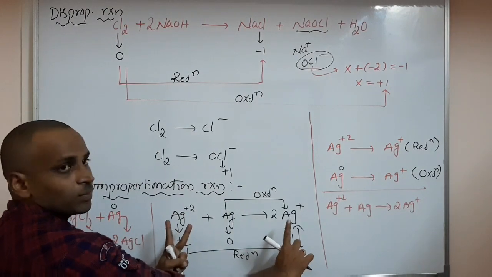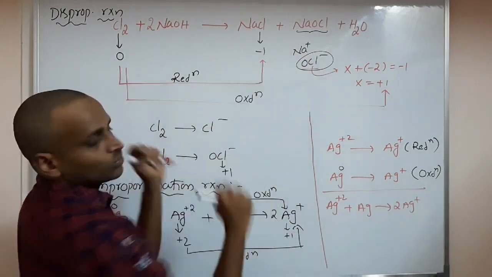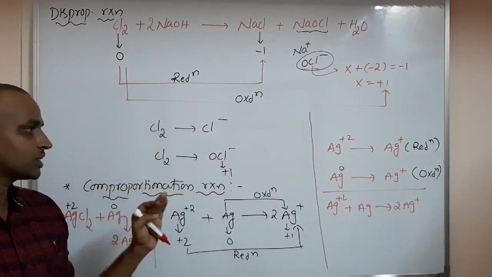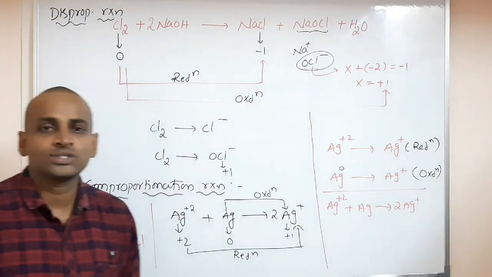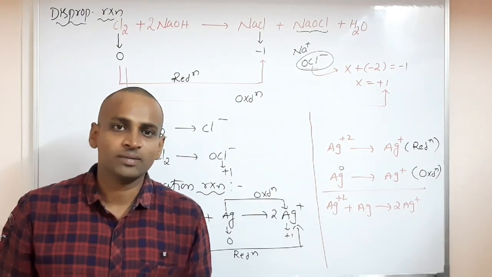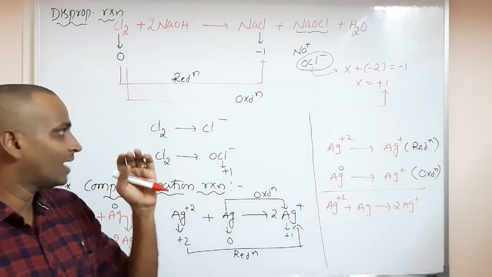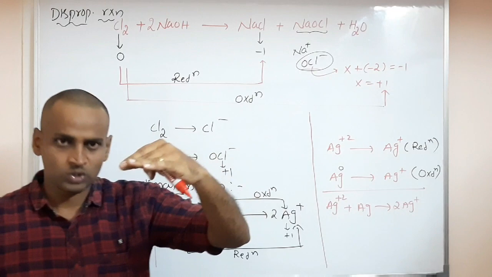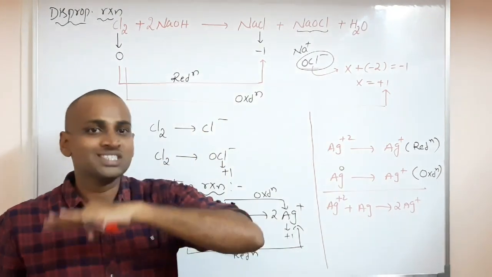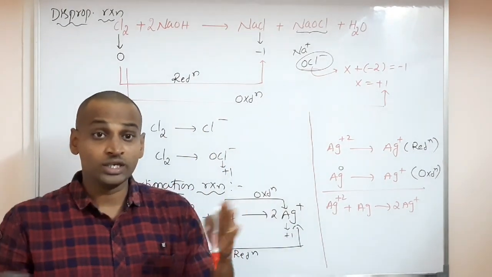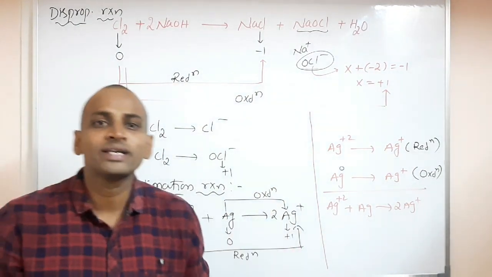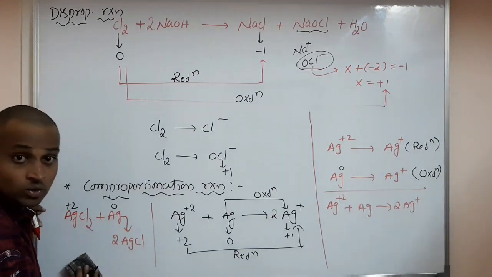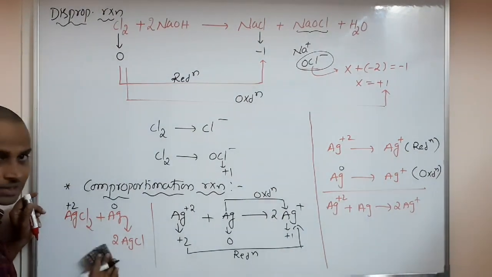So two converted to one is comproportionation. One converted to two is a disproportionation reaction. This is the main difference between disproportionation and comproportionation. This is a very important thing you must remember. And one more important thing: you have no need to memorize any reactions. They will give options and you have to check which is disproportionation, which is comproportionation, which is a displacement reaction, which is a decomposition reaction, which is a combination reaction. You must know all these things. Please take a note, and notes are very important. As I said, you must write all these things.